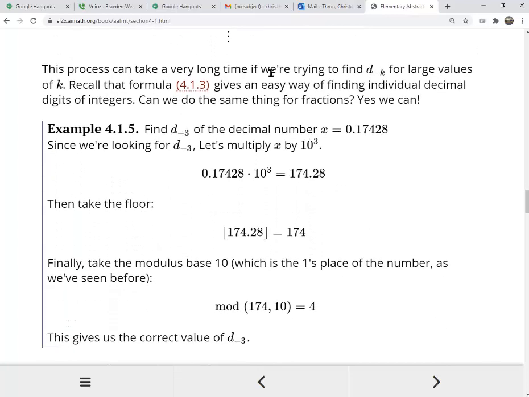All right, so this process can take a very long time if we're trying to find d minus k. So is there an easy way to find individual decimal digits? Well, we can do something similar to what we did before. Instead of just multiplying by 10 and chopping and 10 and chopping and 10 and chopping, we can cut to the chase and multiply by some power of 10. If I'm looking for d minus 3, I can multiply by 10 cubed. Okay.